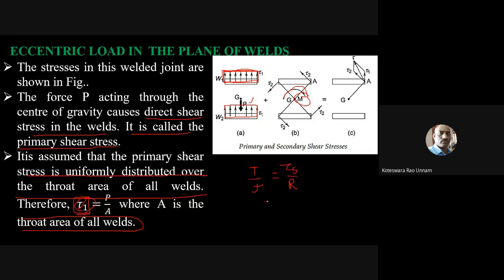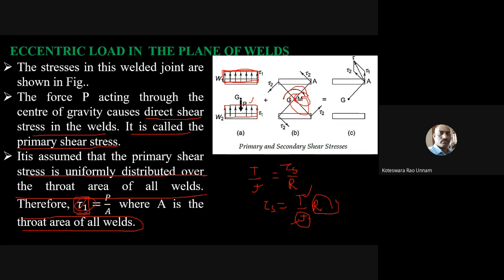If I write the expression for the torsional shear stress, that is tau S, which is nothing but T by J into R. Now if this R varies, T is constant, of course. T is nothing but this moment M, twisting moment. So this is constant. Even for a given weld configuration, this J is also constant. R is nothing but the distance of the point from the center of gravity.